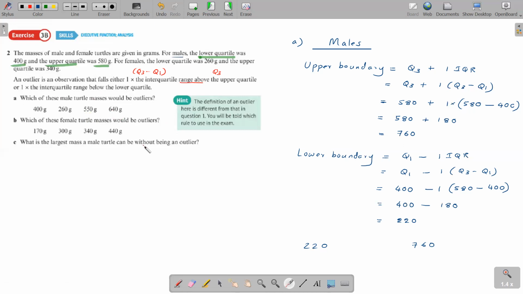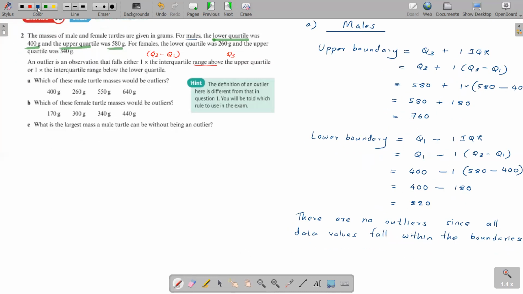Understood? So you can write, Part A, there are no outliers since all data values fall within the boundary. All the data values are within boundaries, so there are no outliers.